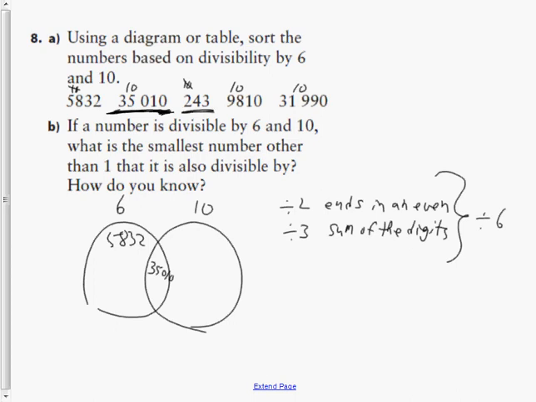Now this one, I know that it's not going to be divisible by 6 because it automatically does not have that first divisibility by 2 because it ends in a 3. And therefore, 243 will not be divisible by 6 or by 10.